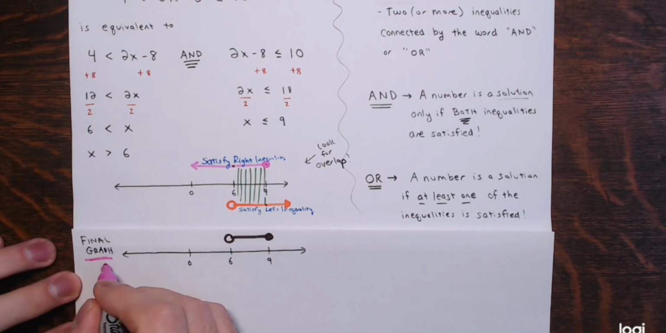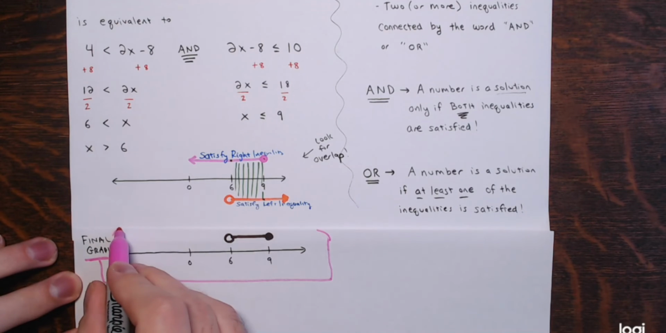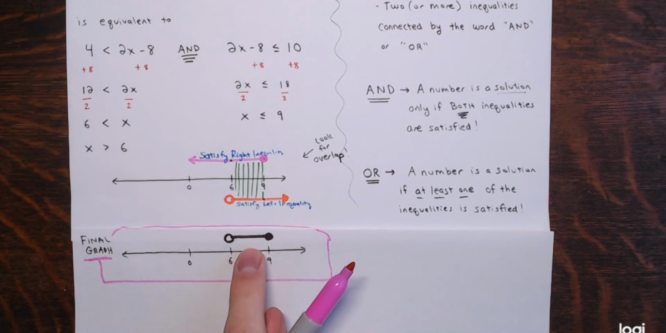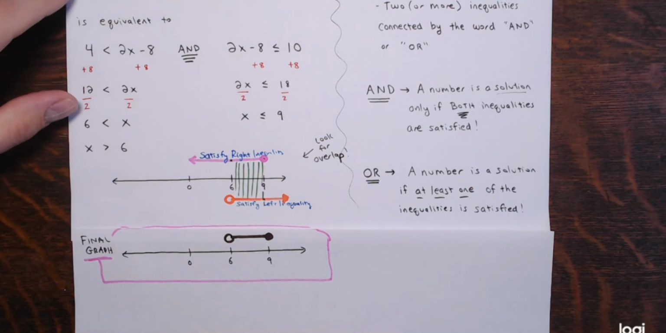This is the final graph, right? This is it. This is the picture of our solutions, the solutions of this compound inequality, the only numbers that satisfy both. Right?